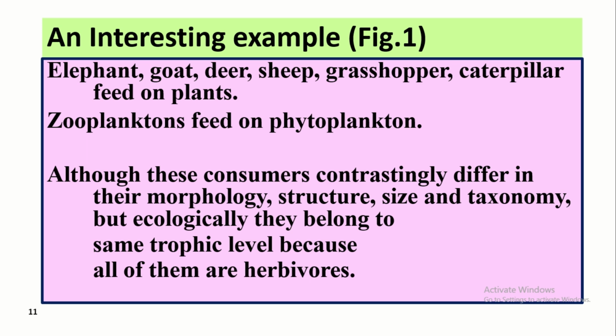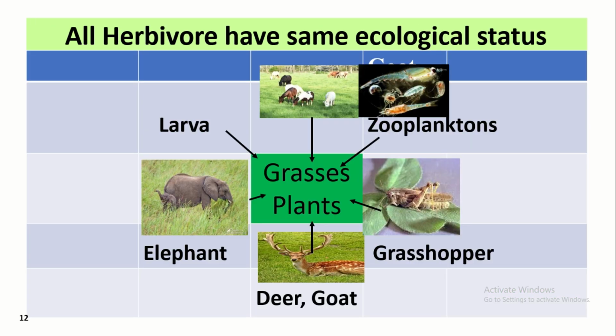Elephant, horse, sheep, zooplanktons, caterpillars, grasshopper, all of these, based on this, belong to one level. This is the graphic. Grass is there, grasshopper is there, deer is there, elephant is there, larvae of grasses are there, zooplanktons are there, and animals, cattle. All of them are grass eaters, herbivores. So they belong to the same trophic level.